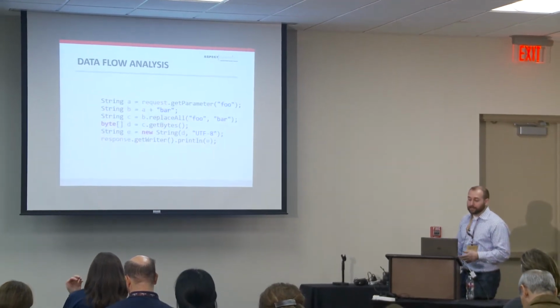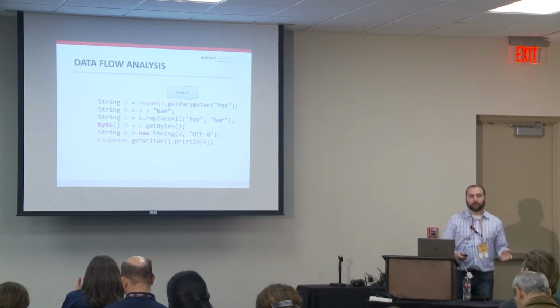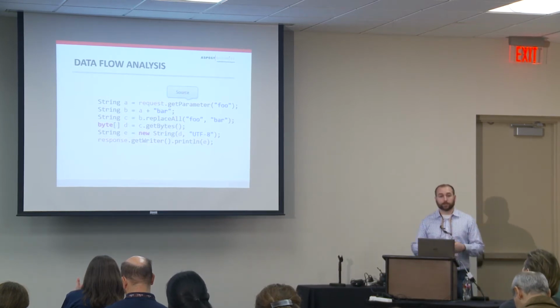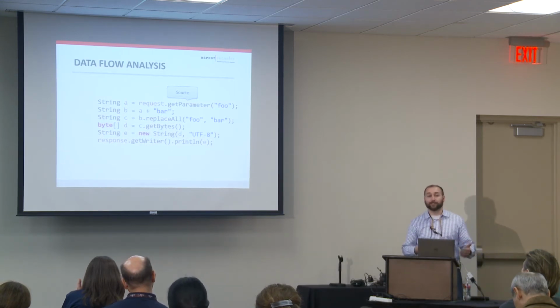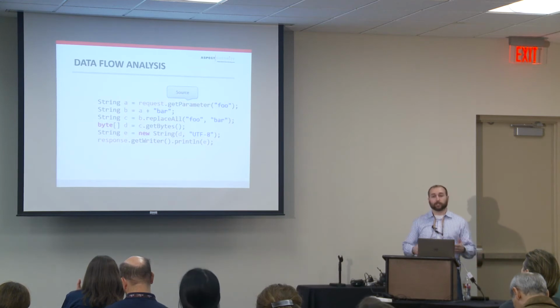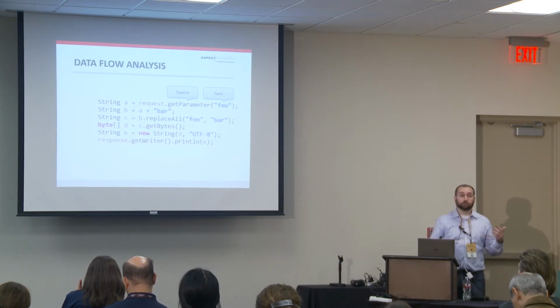Data flow analysis is a little more complex, right? So typically in data flow analysis, there are some terms. There's a source. That's where the data comes from. So in this case, we have request.getParameter, which is obviously not a trusted source, right? It's just coming from the user. And then you have taint. Taint is data coming from an untrusted source.